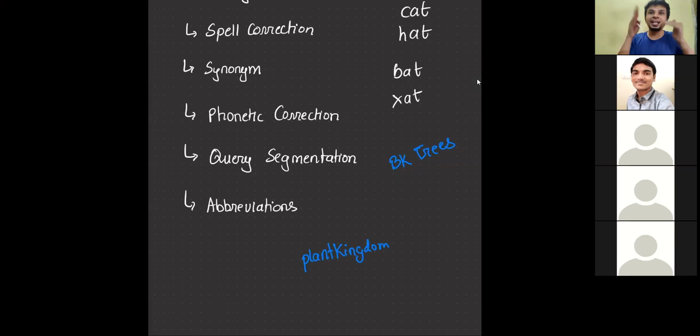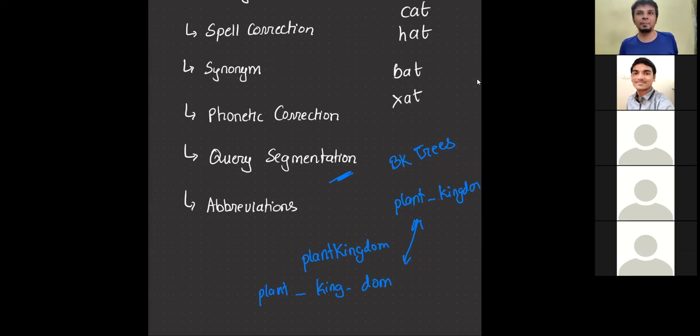But that's where query segmentation comes into the picture. What it says is, how will you segment your query into words, assuming that people have forgotten to type in a space at the correct places. So through this, you can search for plant space king space dump, or you can search for plant space kingdom, right? So identifying that these two exist and picking one of them is the problem of query segmentation. And this is another algorithm that we have to build to solve the problem.